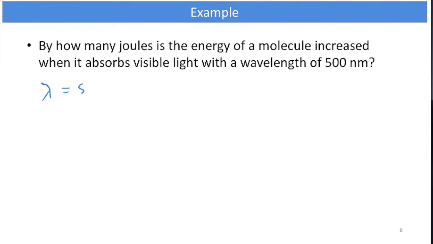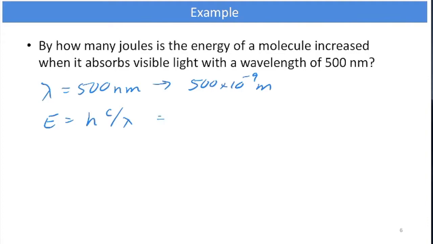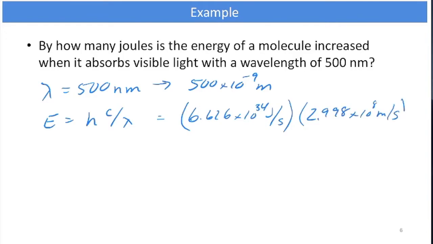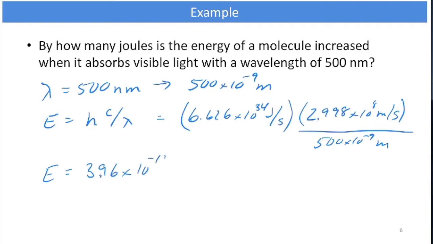So if our wavelength equals 500 nanometers, we have to put that into meters. So that's going to be 500 times 10 to the minus 9 meters. And from the previous slide, we know energy is equal to Planck's constant times the speed of light over the wavelength. We're trying to solve for the energy. So we know Planck's constant, 6.626 times 10 to the minus 34 joule-seconds. The speed of light is 2.998 times 10 to the 8 meters per second. And the wavelength, 500 times 10 to the minus 9 meters. So if we solve that, we get an energy of 3.96 times 10 to the minus 19 joules.